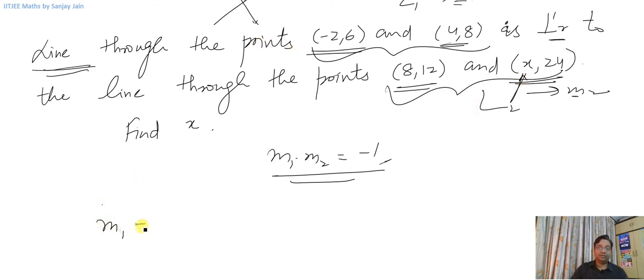So the slope of line L1, which is m1, is equal to (8 minus 6), that is y2 minus y1, divided by x2 minus x1. So 4 minus minus 2 is 4 plus 2. So 8 minus 6 is 2, 4 plus 2 is 6.